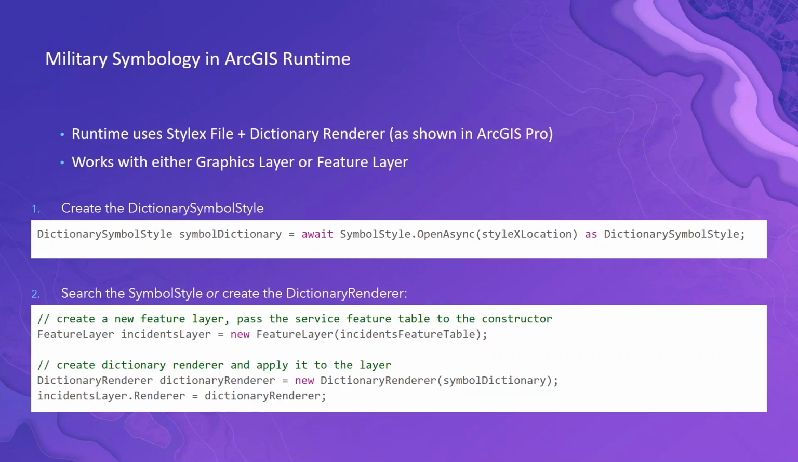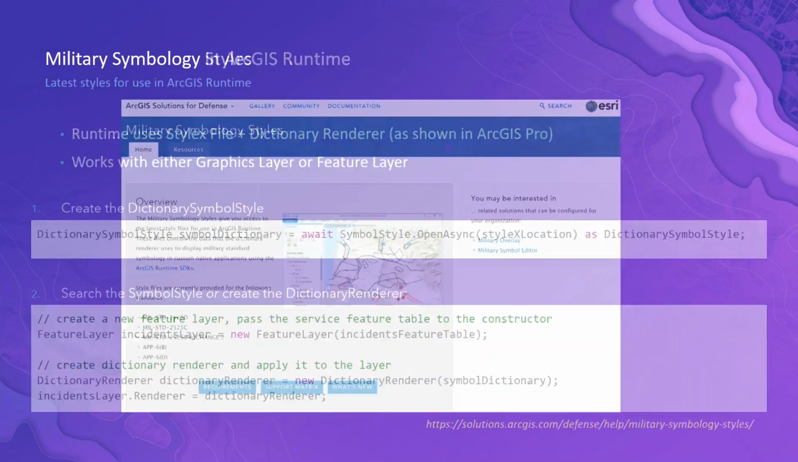So in this example that we have at the bottom of the slide, we are creating a feature layer, and then we create a dictionary renderer that's based on that symbol dictionary, which is our dictionary symbol style, and then we just apply that renderer to the layer, and it works. And you can configure it to either use a symbol ID code to understand what that symbol is, or to use the fields that are in that data source in order to do that. So it's pretty simple, and it's the same as how we support it in ArcGIS Pro.